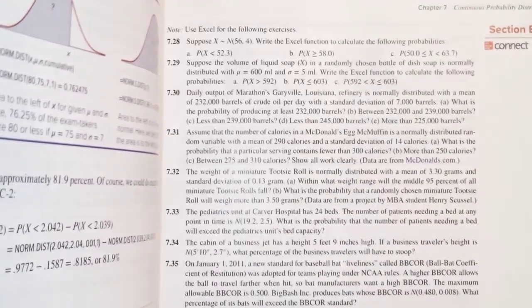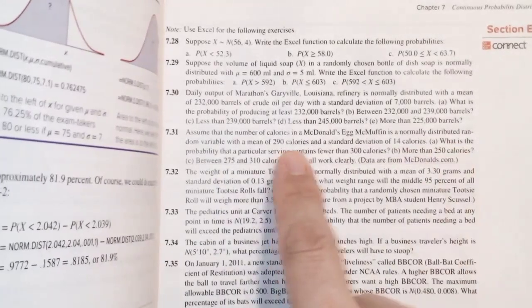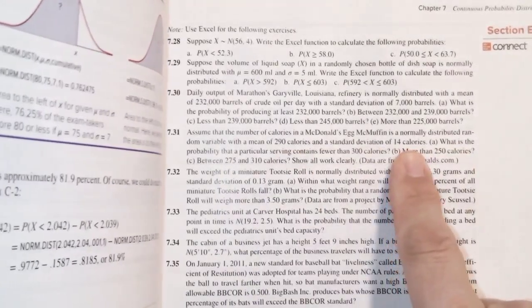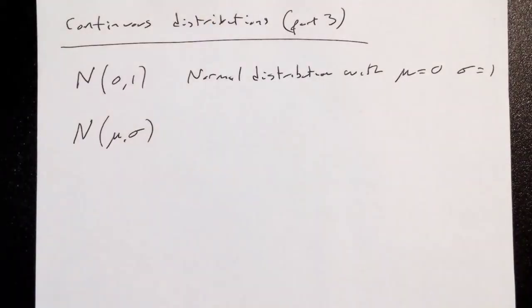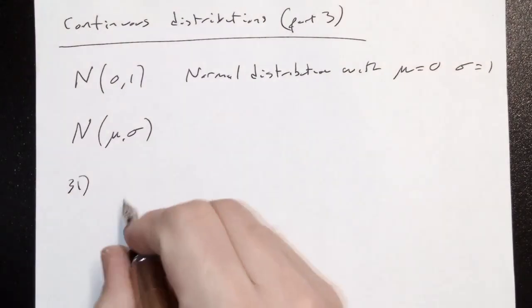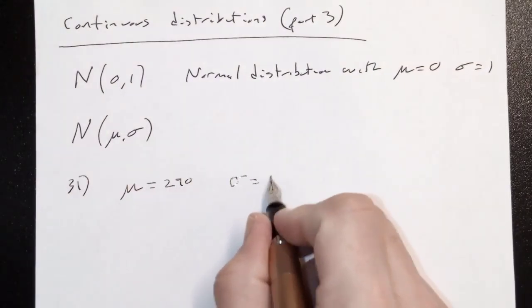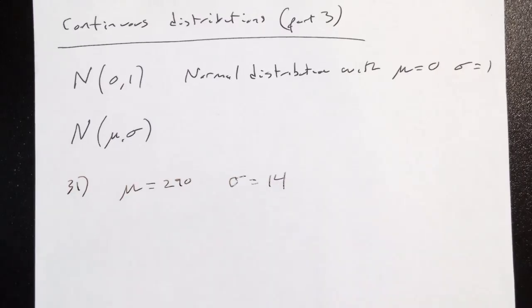So we're going to assume the number of calories in an Egg McMuffin is normally distributed, a mean of 290 and a standard deviation of 14. So let me write that down to start with. First thing I know in problem 31 is that the mean is 290 and the standard deviation is 14.